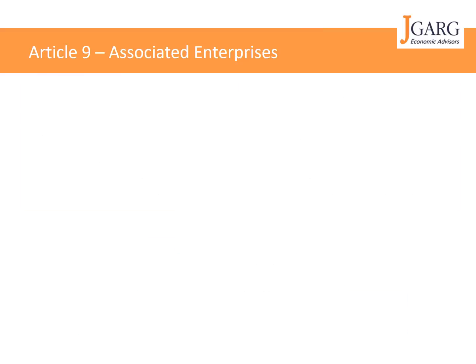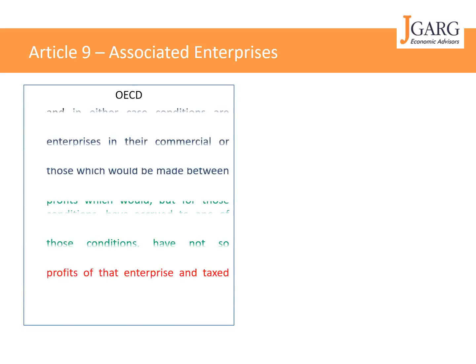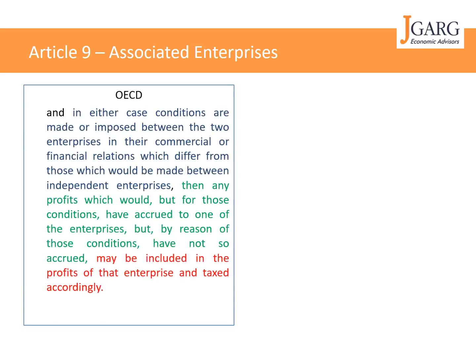So Article 9 para 1 further says, once we are clear that the two entities are associated enterprises, then it reads: and in either case conditions are made or imposed between the two enterprises in their commercial or financial relations which differ from those which would be made between independent enterprises. It is talking about comparison of conditions in controlled transactions with uncontrolled transactions, and we have discussed this in our first video tutorial, so I am not going to spend time on this.